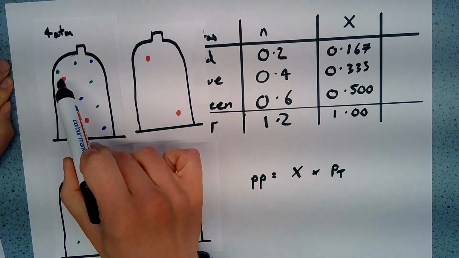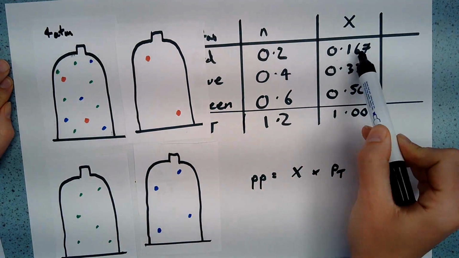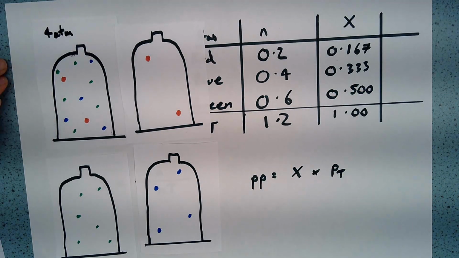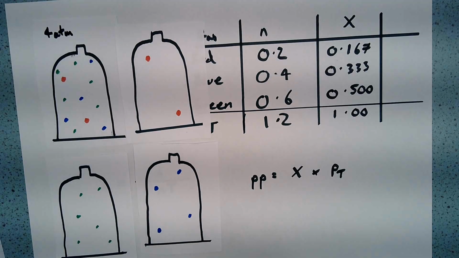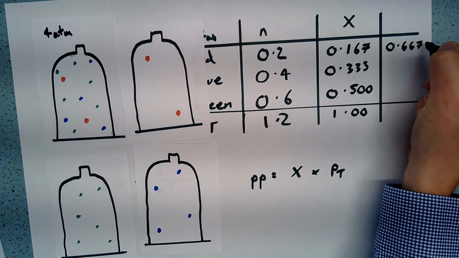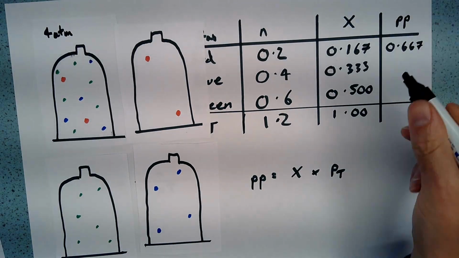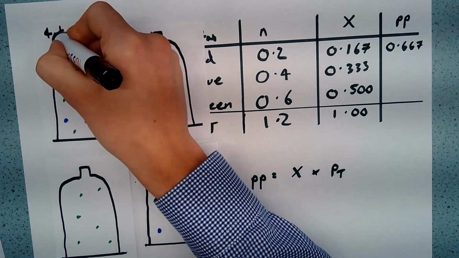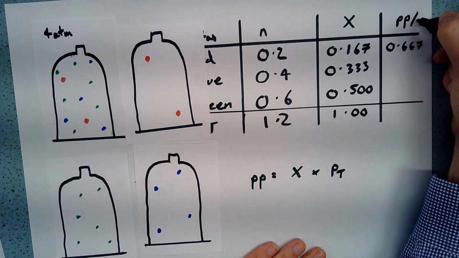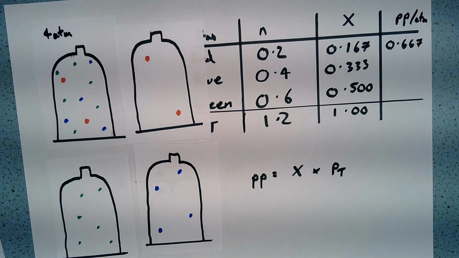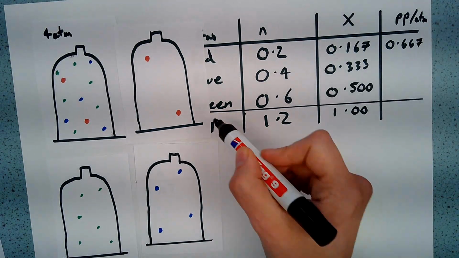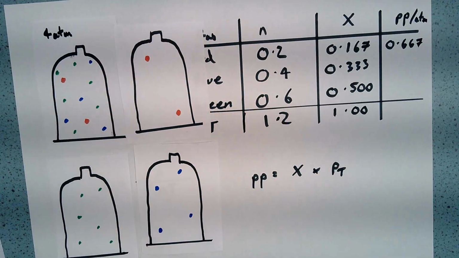If I have a sixth of the particles, that's the red one, then we multiply a sixth by the total, and we are going to get a value of 0.667 for our partial pressure. Because this was in atmospheres, the unit here is atmospheres. So 0.667 atmospheres of pressure are due to the presence of red particles in this mixture.